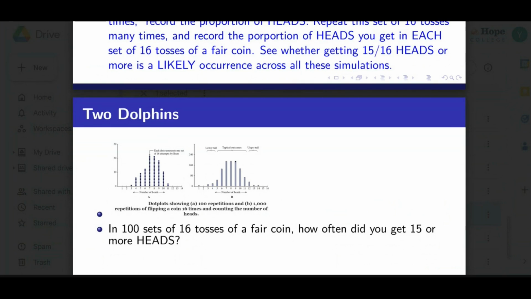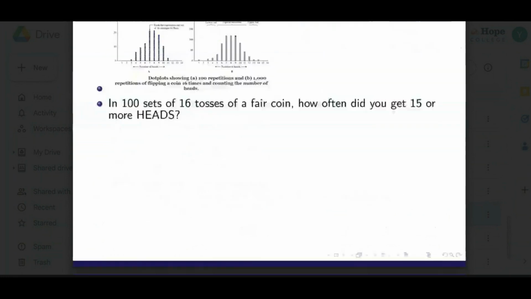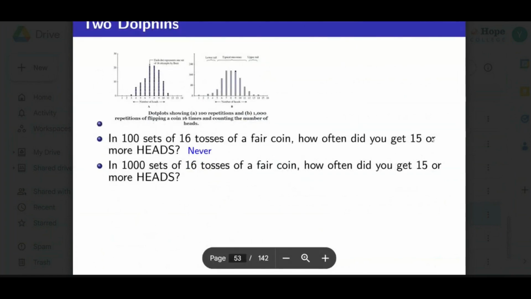All right, then what do you do? So in 100 sets of 16, look at this picture first. The left one has dots. You can actually see some dots here because it's 100 sets, 100 replications. In 100 sets of 16 tosses, how often did you get 15 or more hits? According to this picture, did we ever get 15 or more hits? No, we didn't. I see you all shaking your head. No, that's right. There were no cases like that.